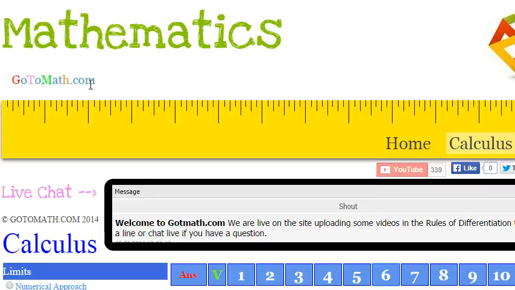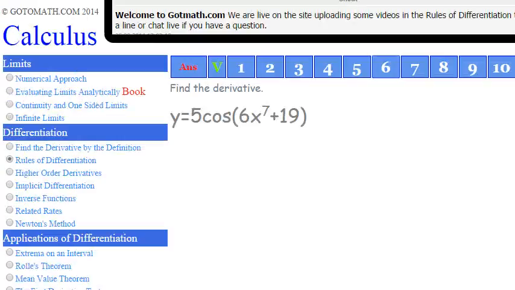Alright, we're at gotomath.com. We're looking at some calculus problems here. We're down here in Rules of Differentiation. So we're going through all the rules. The product rule, the quotient rule, the power rule, general power rule.